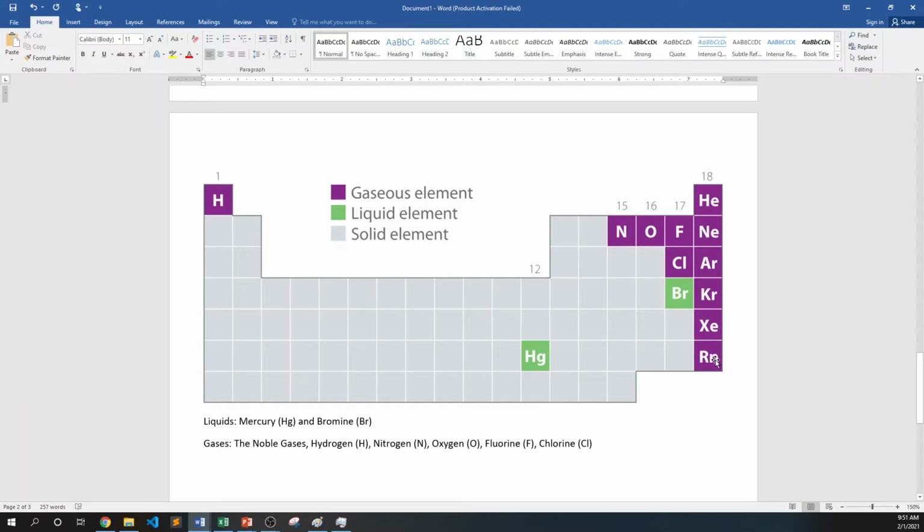No. Radon. How many valence electrons does radon have? A lot. 8. It's in 8A. What about xenon? 8. It's still in group 8A. What does krypton have? Argon. Neon. Helium. How many electrons does helium have in total? 2. So how many does it have as valence electrons? 2.